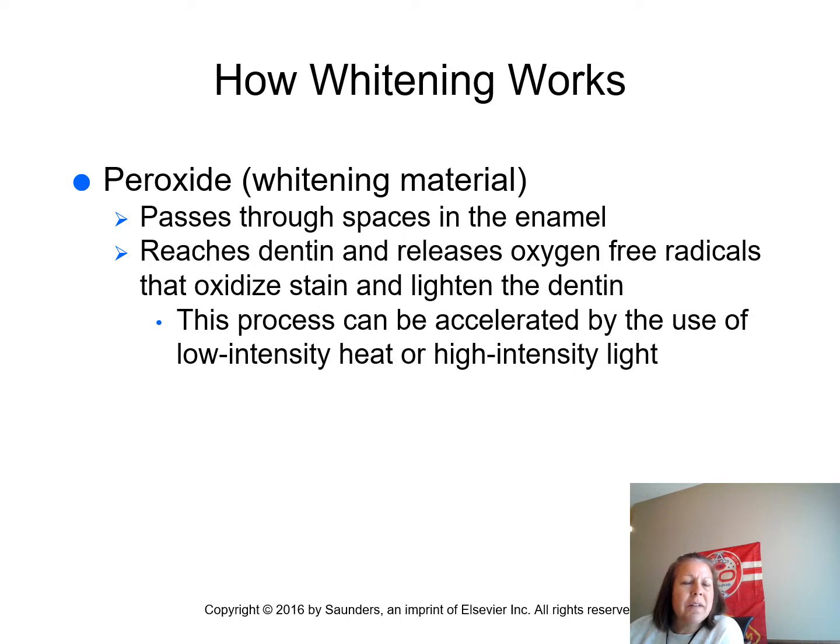How whitening works exactly is peroxide is the whitening material that's used, and it passes through the spaces in the enamel. It will reach the dentin, and once it gets into the dentin and to those spaces, it oxidizes the stains and therefore lightens that dentin. This process can be accelerated by the use of low intensity heat or high intensity light, such as Zoom whitening, that is in-office whitening, where they use a UV light to speed up that process.